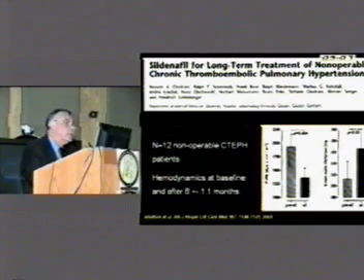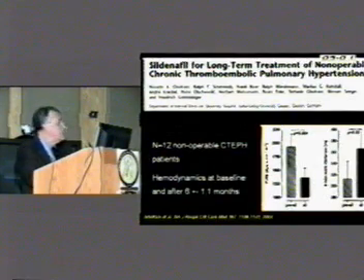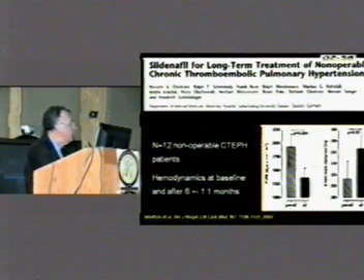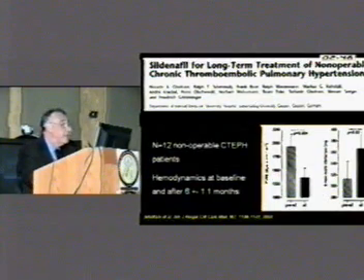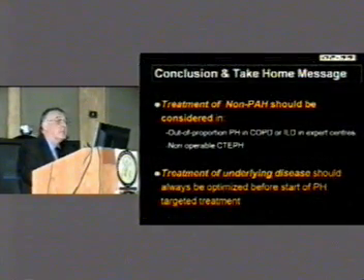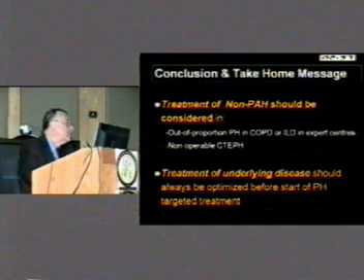Sildenafil for long-term treatment of non-operable chronic thromboembolic pulmonary hypertension has been studied, and it gave quite good results. If we're looking here at the pulmonary vascular resistance, it dropped compared to the control group, and the 6-minute walk test improved with the sildenafil group. But mind you, that was a small number of patients, only 12. That's my conclusion and take-home message.